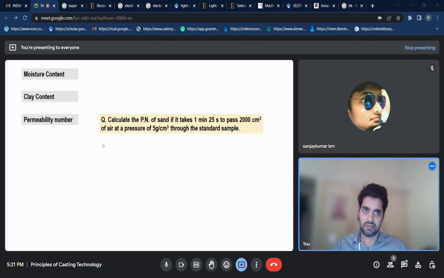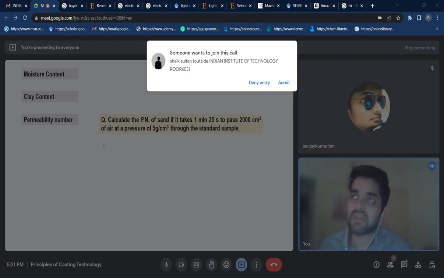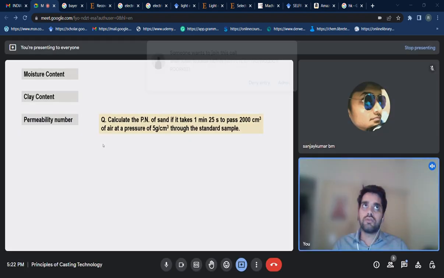If I am talking about bentonite clay only, these are sheet-like structures, and there are some bonds between these two parallel plates. Clay content is of significance in our mold because it influences the strength, permeability, and other molding properties. So can anyone tell me, if your clay content increases, what will happen to the permeability?